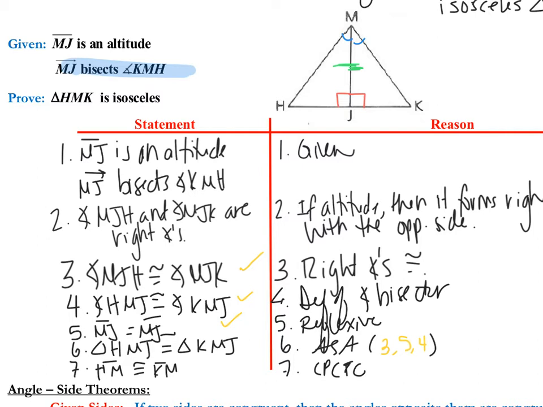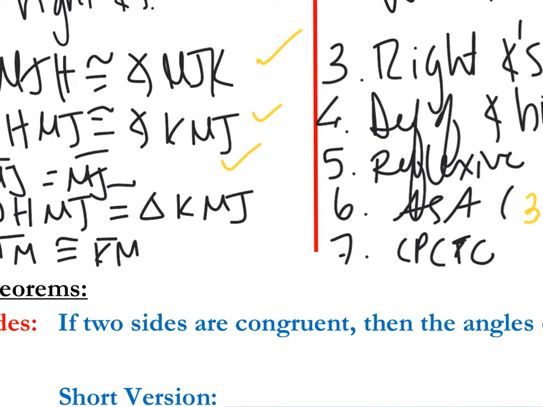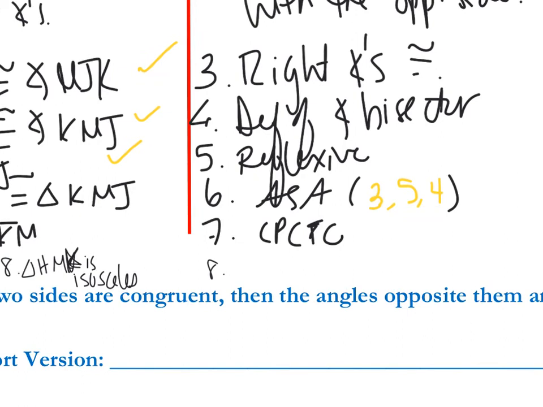Now that I proved two sides were congruent, I can say that HMK is an isosceles triangle. And I'm going to go ahead and zoom in on this so I can actually write. Sorry that I ran out of room. So step 8 would be that triangle HMK is isosceles. That's okay. And the reason being is if at least two sides congruent, then it is an isosceles triangle.